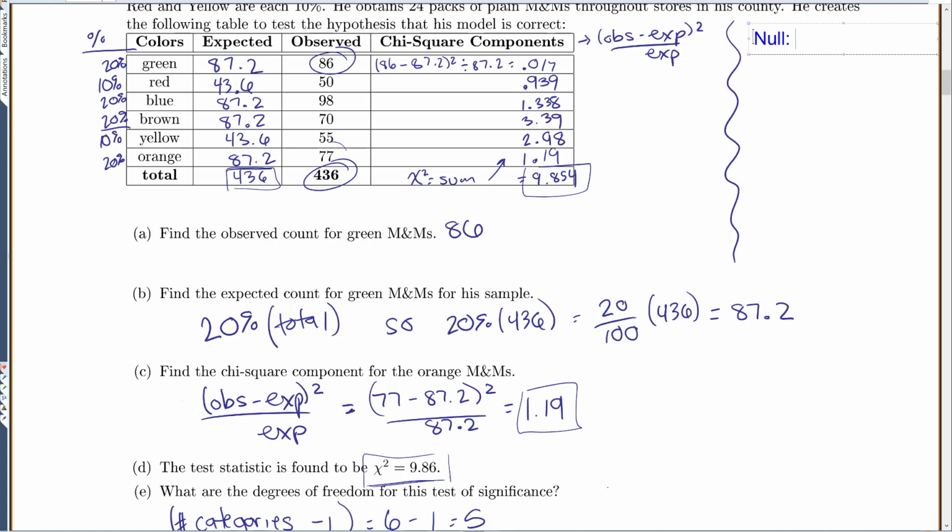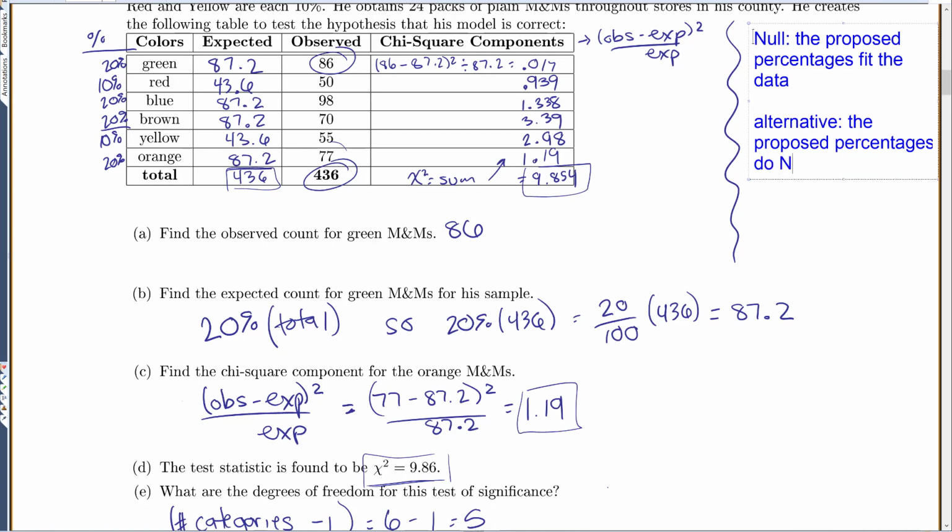So the null hypothesis for a chi-square test of goodness of fit is that the proposed percentages fit the data. The null is always that they fit. Status quo, they fit the data, nothing too exciting. Okay, and the alternative is that the proposed percentages do not fit the data. So the data doesn't seem to match the percentages we gave.